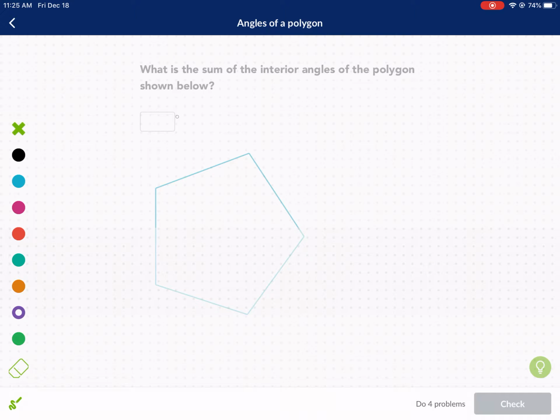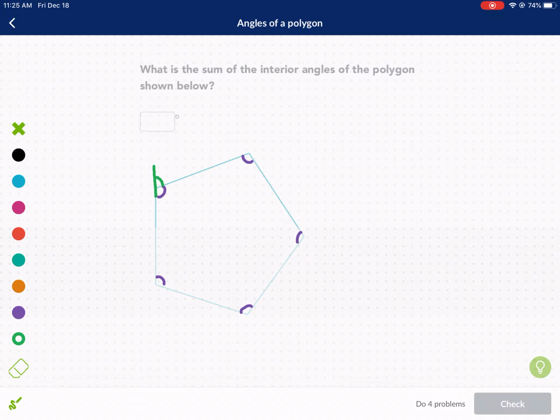We are asked, what is the sum of the interior angles of the polygon shown below? One thing you have to understand is the interior angles are these ones. Okay, all here, and I'm not saying that they're equal. If this was a regular shape, they would be equal, but an exterior angle would be this one right here.